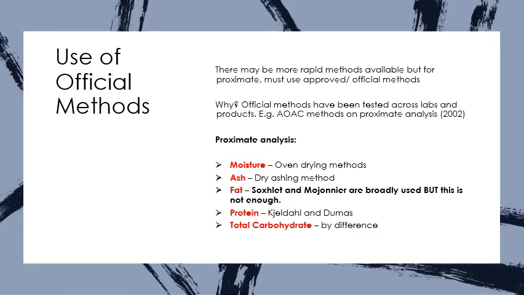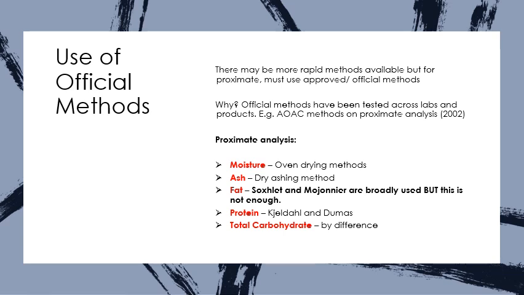Later we're going to look at how there are different methods available for this food analysis. However, for proximate analysis, despite the availability of these rapid methods, you must use approved or official methods. The reason is that these official methods have been tested across labs and products. They have undergone proficiency testing. So the data produced by utilizing these methods is highly reliable.